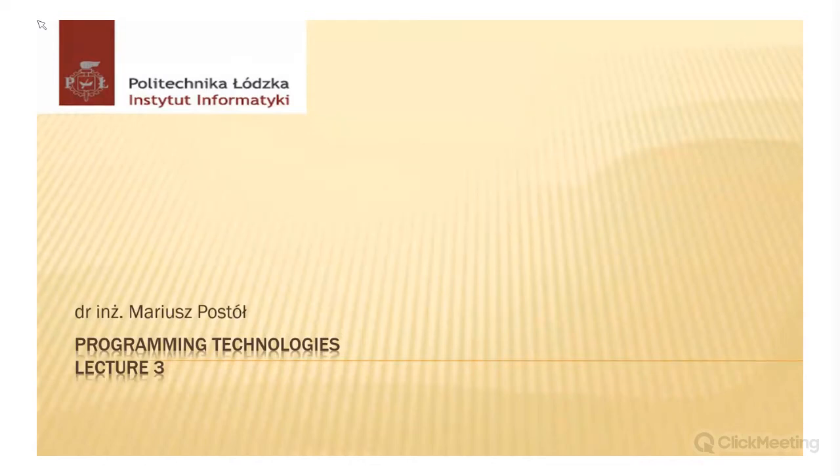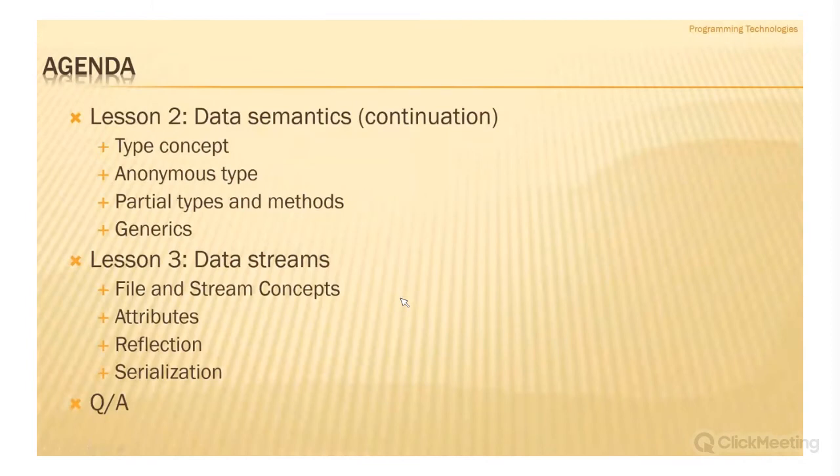So now the recording has been started, and as I said previously, we will talk about the type concept, anonymous type, partial type, enumerables, generics, but we start from the generics, and I hope the type concept we have finished. So I'm not going to address this topic for today. Main topic for today is data streams, file and stream concept, attributes, reflections, serialization. At the end, there will be time to ask questions, but still, if there is something you need to ask, just interrupt me and ask me.